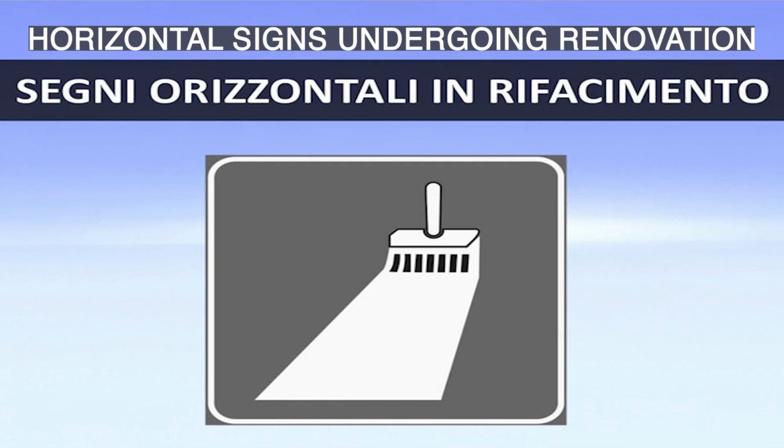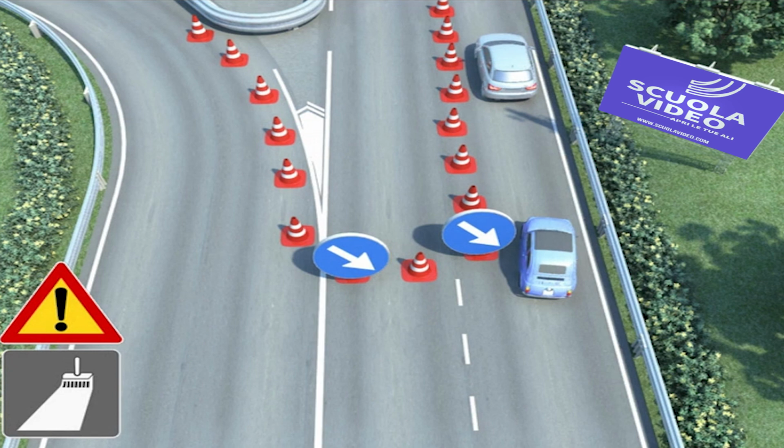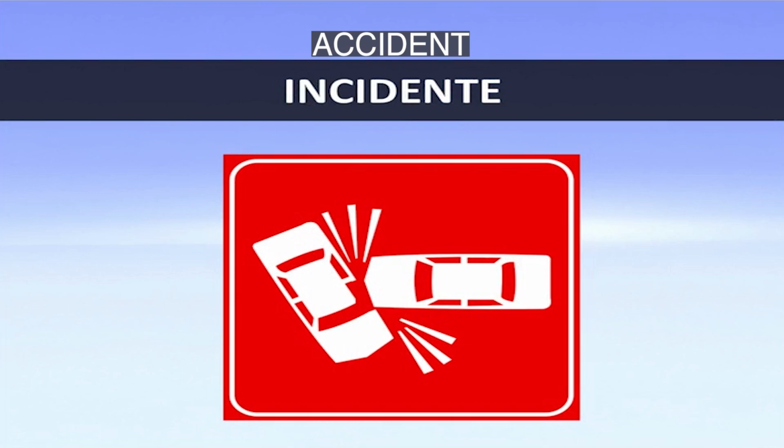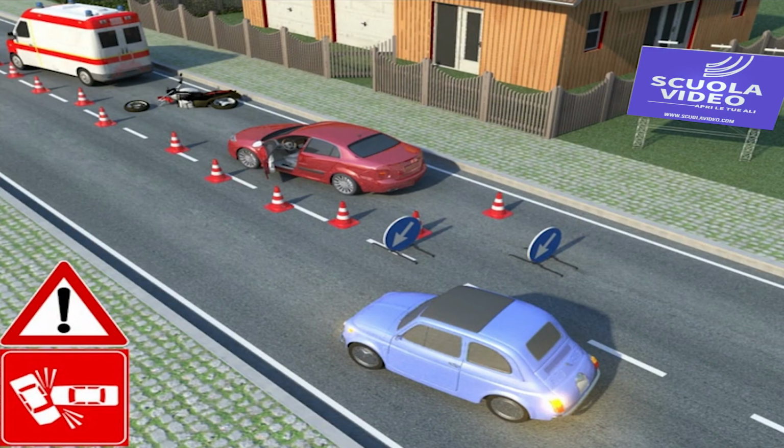Segnali orizzontali in rifacimento. Horizontal signs undergoing renovation. This supplementary panel, placed under the other dangers sign, indicates a stretch of road on which there are no temporary road markings or work is underway. Incidente. The accident. This supplementary panel indicates that the carriageway is occupied by accident vehicles and that therefore speed must be reduced. It can be found on any type of road where an accident has occurred.